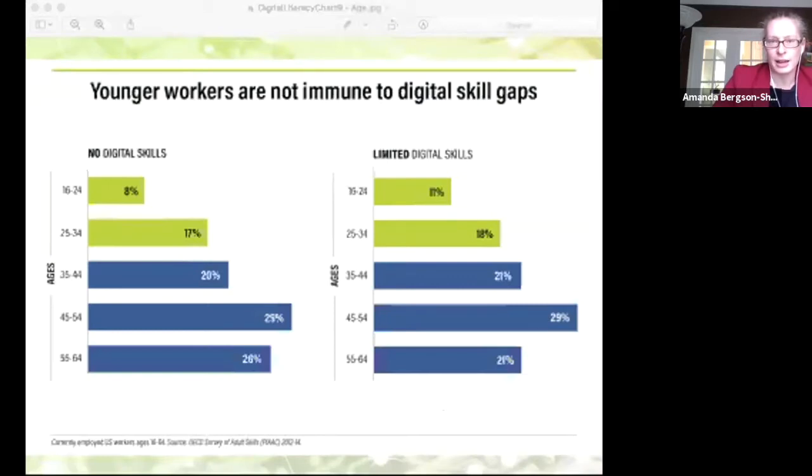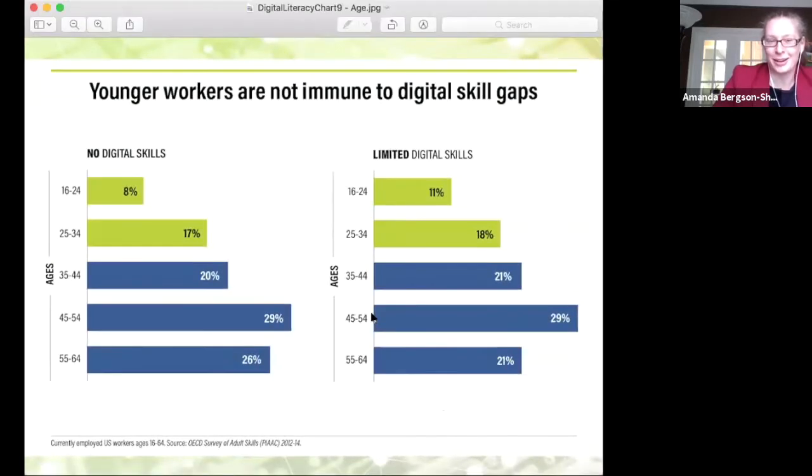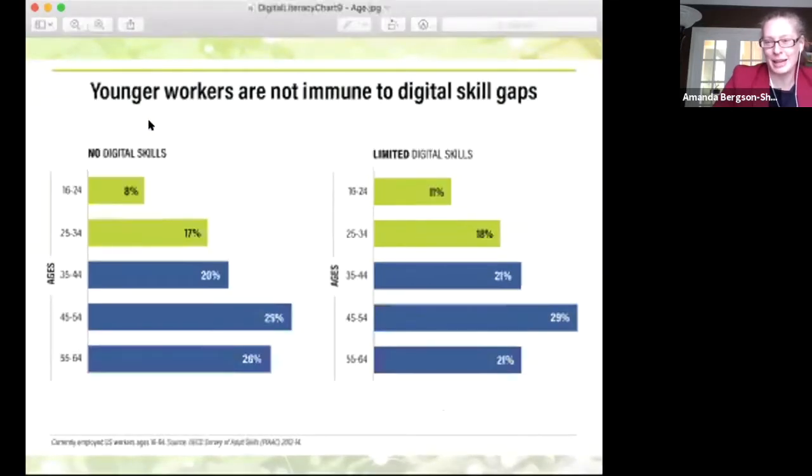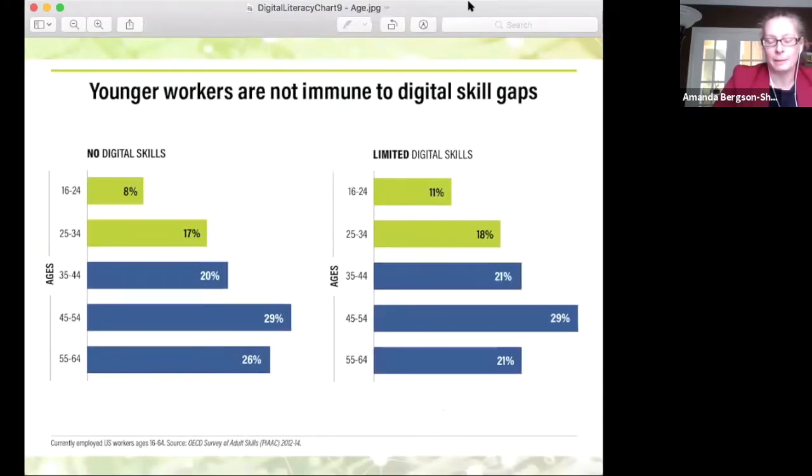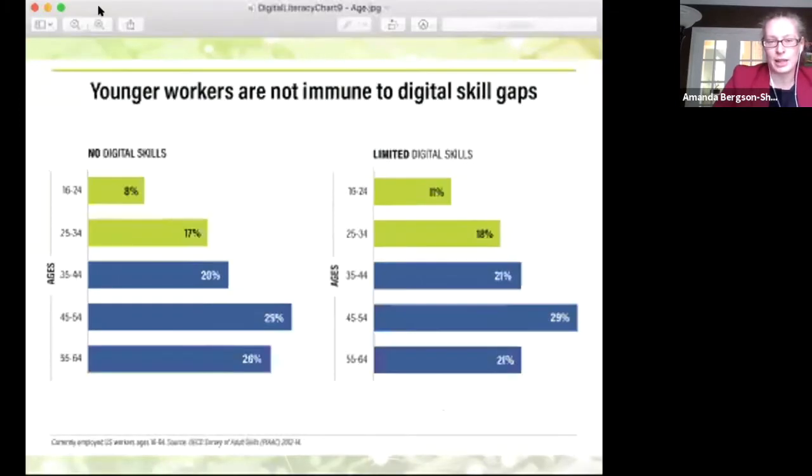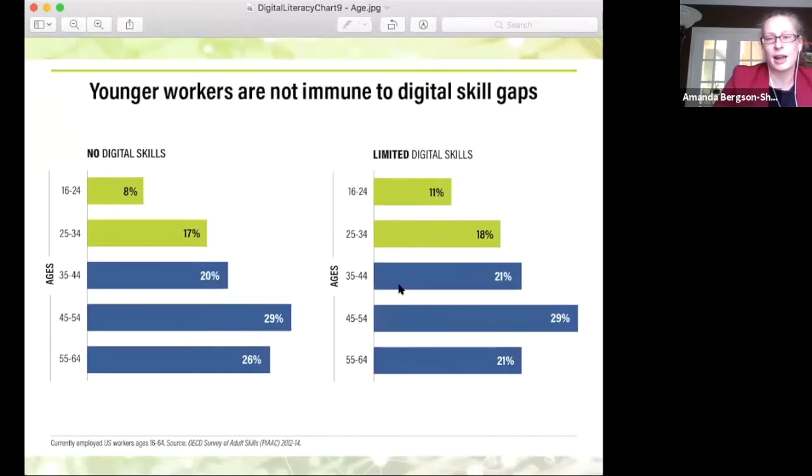This is a different slide, also interesting, about young workers, and we can talk about that in a minute. But there is a slide that you'll see at some point around workers in different industries and the percentage who have limited or no skills. I call this the kind of exploding policymakers' assumption slide, right?